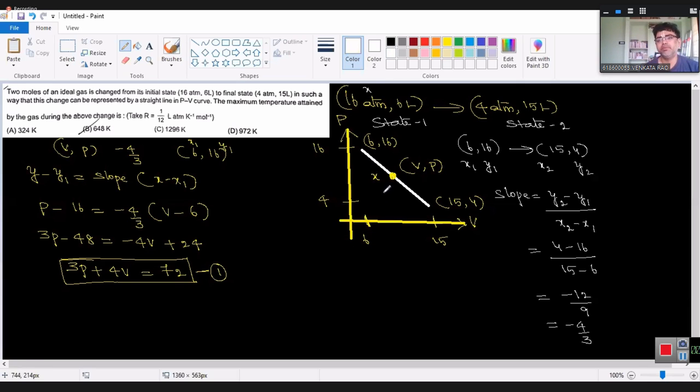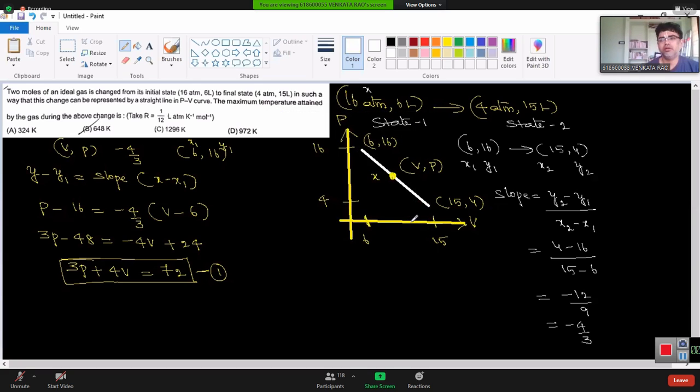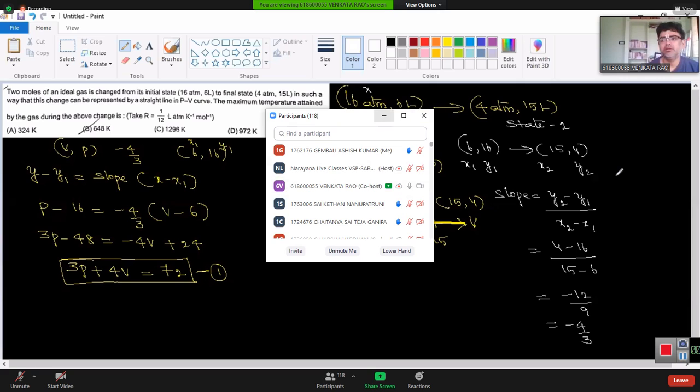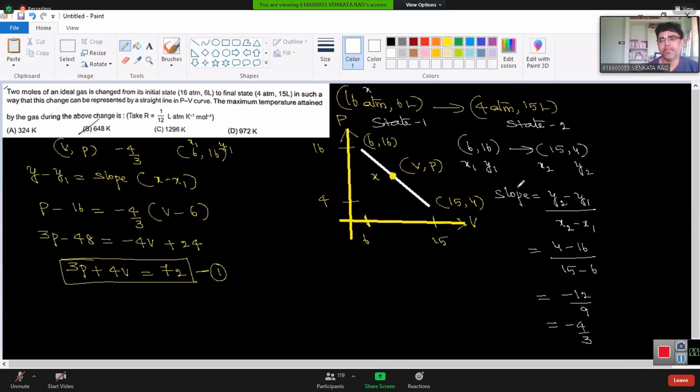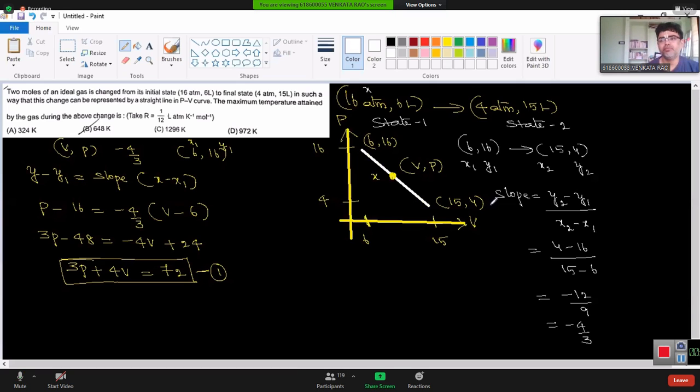To get the maximum temperature, can you please suggest any method based on your basic mathematics? Anyone? What is the way to find out? Sai, please tell me. Sir, set the first derivative to 0. Okay. With respect to what should we take the first derivative?